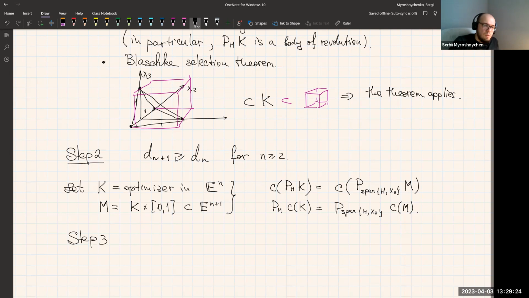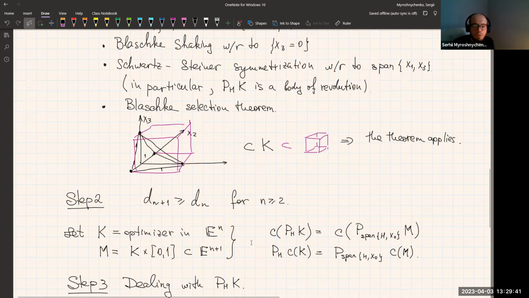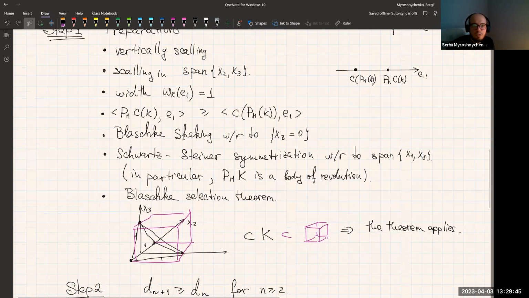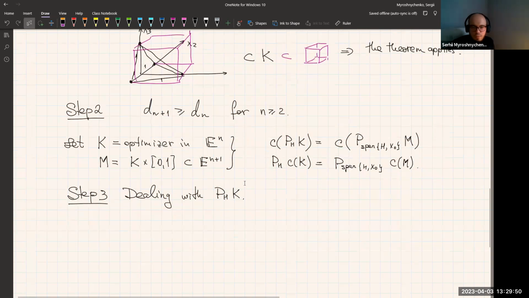Step number 3, in some sense my favorite step, is where we're dealing with projections. So let's scroll back up to where we were. After all of these constructions and preparations in the previous part, we end up with the body of revolution in the projection. Let's again think about it in terms of a three-dimensional creature, which means our projection is two-dimensional.